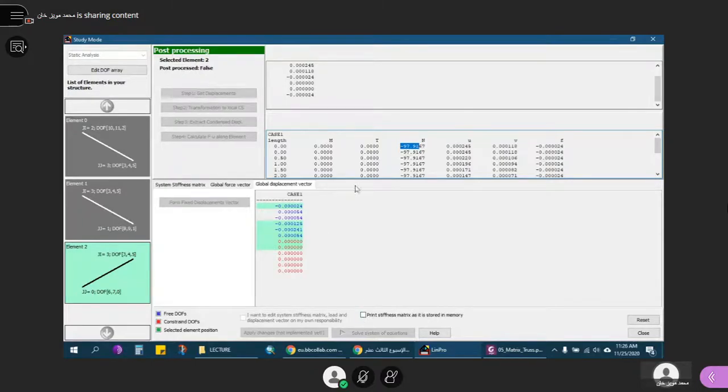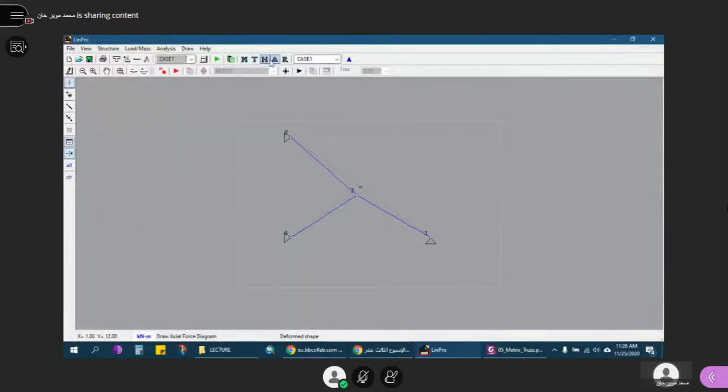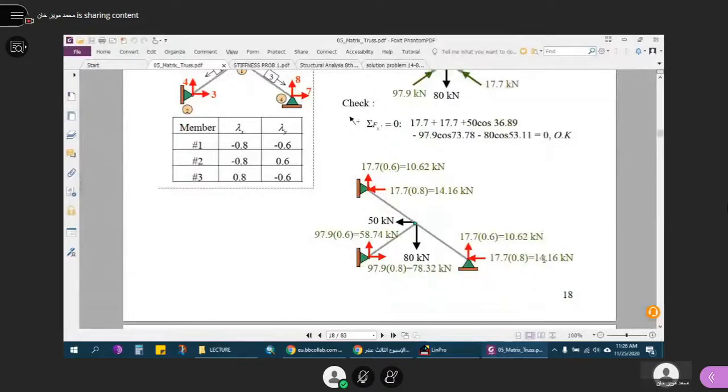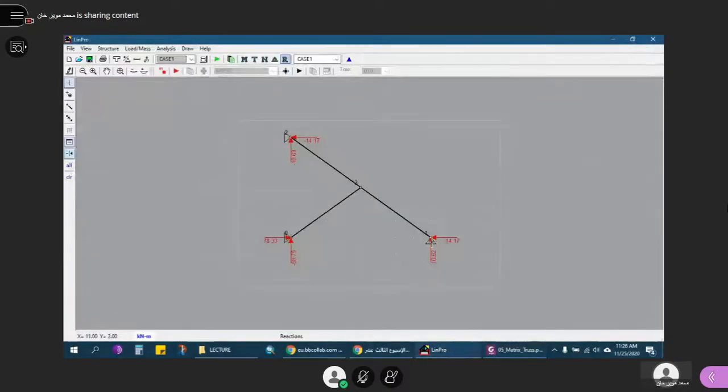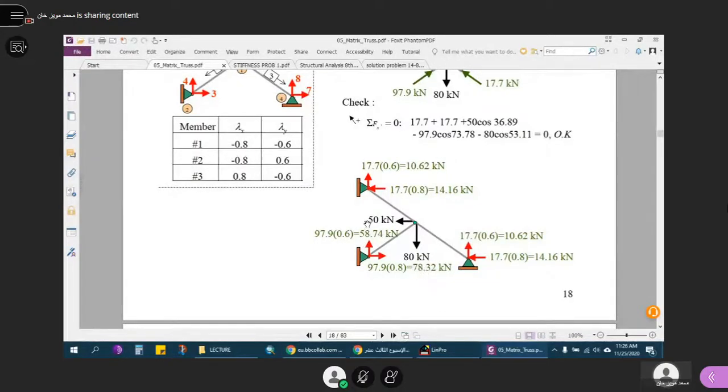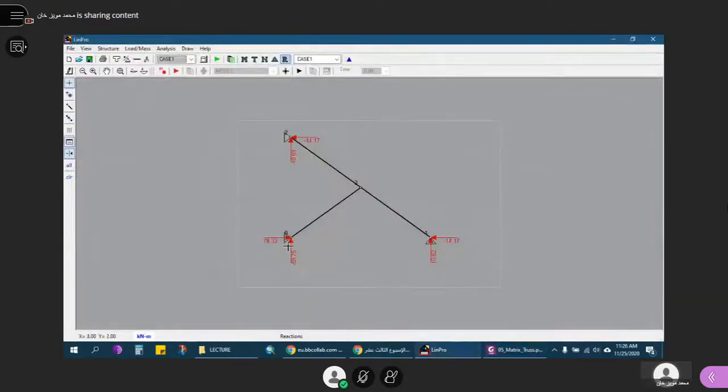So this is how you find this one. Close. You can also see the reactions here. So 14.17, you can see 14.17, 10.62. Then next we have here 78.32, 58.74, and so on and so forth. In this you can see the diagram. Blue is compression, red is tension. This is the axial force diagram, and these are the deflections.